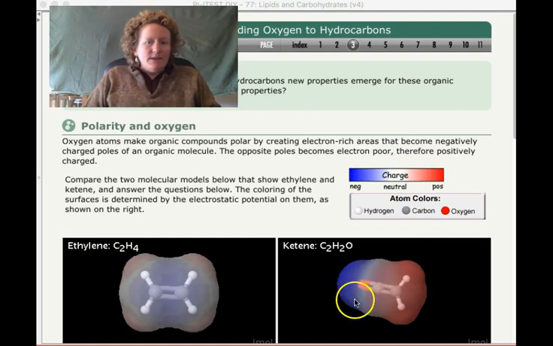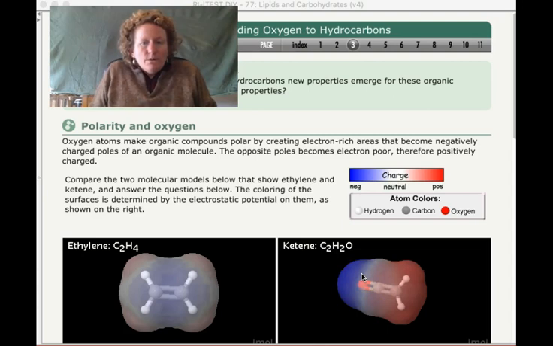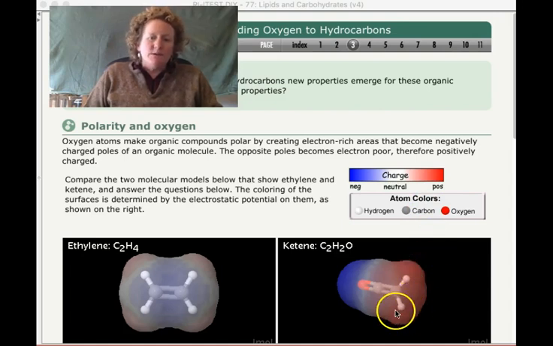You can see that ketene here around the oxygen is very negative because oxygen, we know from when we talked about bonding, is a big pig. It likes to hog the electrons. And so it makes the other side of the molecule electron poor, so it becomes positive. Ethylene here is all balanced out. There's no oxygen here, so it's a non-polar molecule.